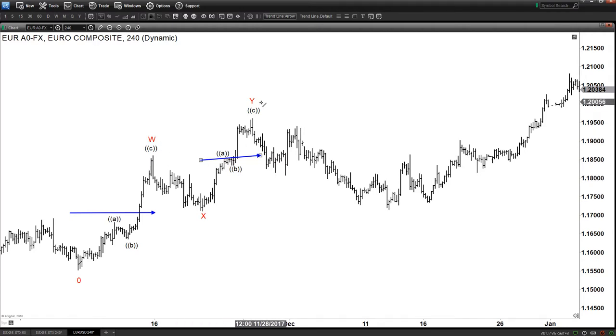We call this double three. Double three is a more general term for WXY, but if both legs are a zigzag, we can call them double zigzag. So in this case, the left side is a zigzag, the right side is also a zigzag, so we call them double zigzag. But we can see here that this ABC doesn't have to be coming after a 5 waves move. It can be part of a more complex correction called a WXY.